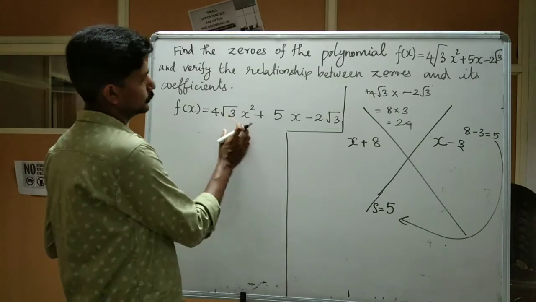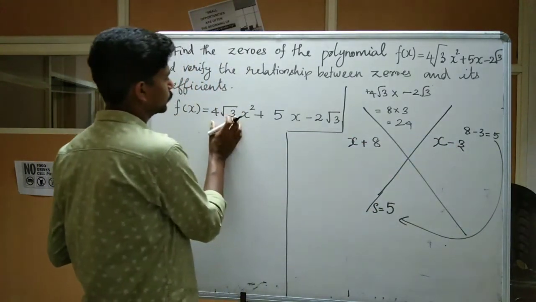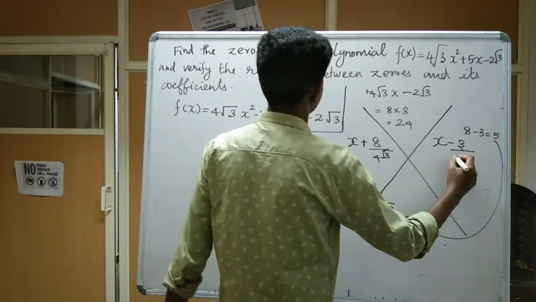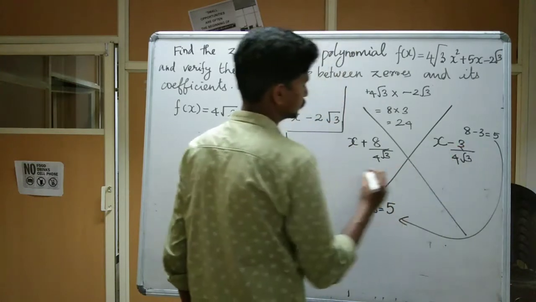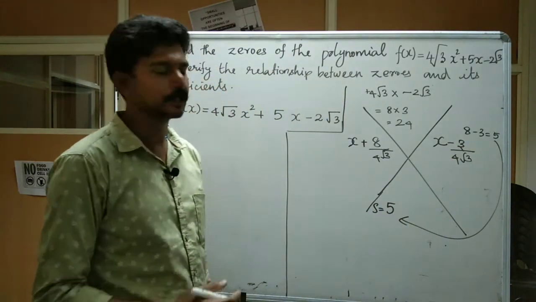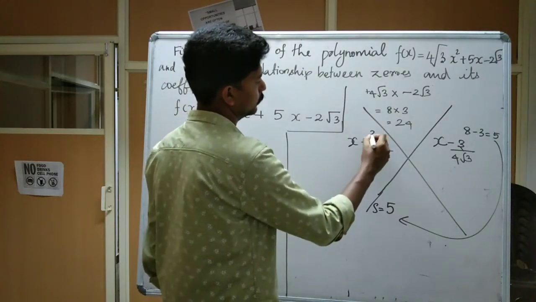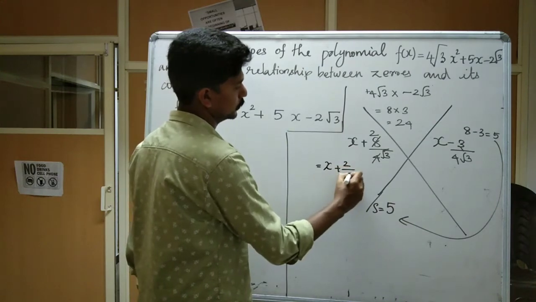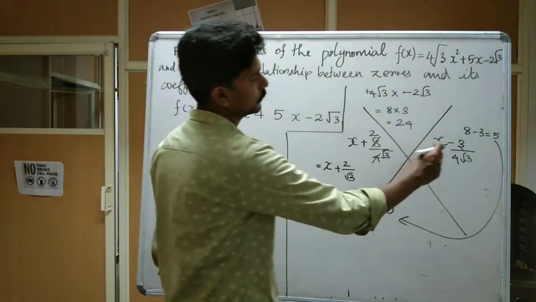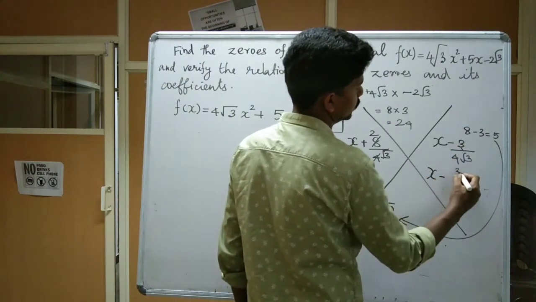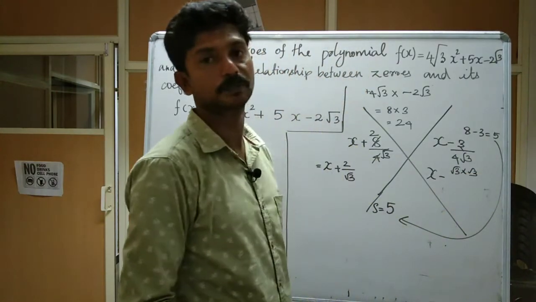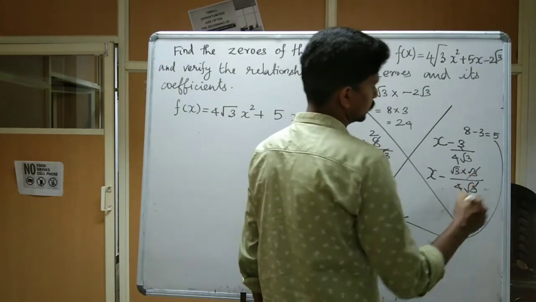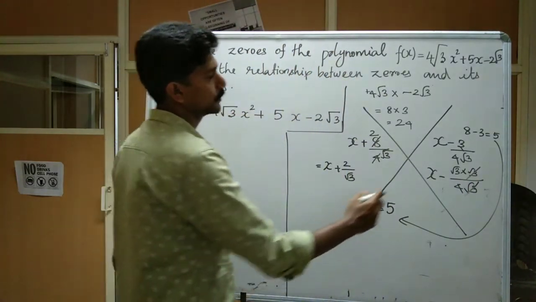Next step, we have to divide these numbers 8 and 3 by the coefficient of x², that is, divided by 4√3, and this is also divided by 4√3. Now listen carefully. The 4 and 8 we can cancel 2 times, so we can write x plus 2 upon √3. And this side, 3 we can write as √3 into √3, so √3 into 3 divided by 4 into √3. These two we can cancel, and what is remaining is x minus √3 by 4.